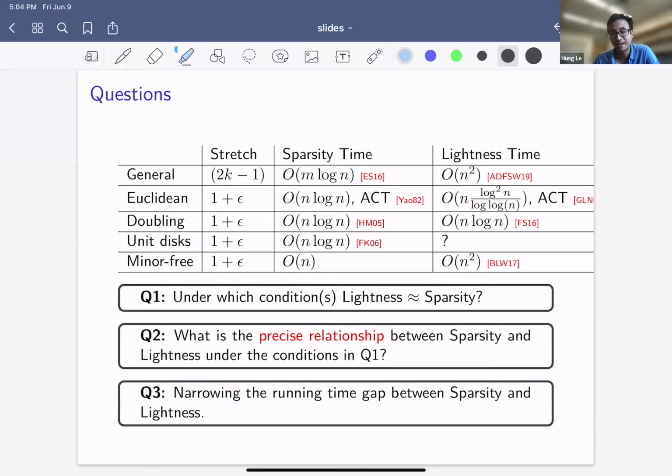The third question is to narrow the running time gap between sparsity and lightness. If you look at all the fast constructions for sparse spanners, many of them run in linear time or almost linear time. For example, general graphs, almost linear; Euclidean, doubling, minor free as well. But when you look at the corresponding constructions for light spanners, some of them lose a factor of n. For example, for general graphs, the best running time is n squared. In Euclidean, you lose a factor of roughly log n in the algebraic computation tree model. And for minor free, the best running time is also n squared. So there is a gap here, and could we narrow the gap?